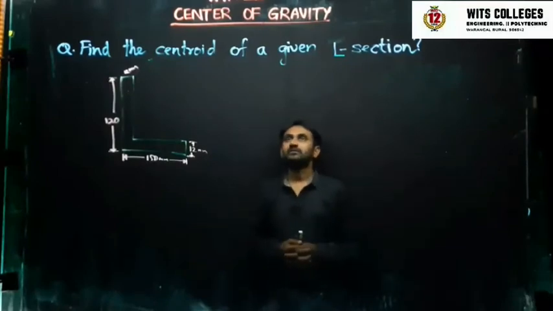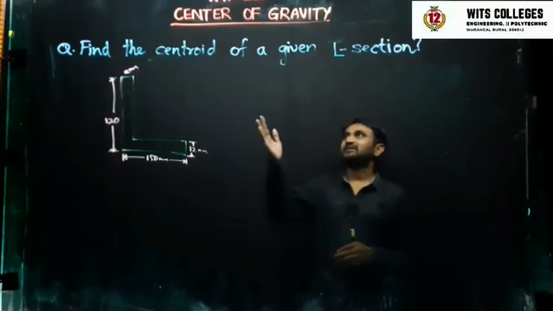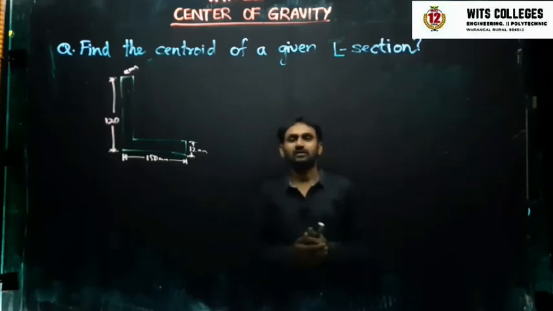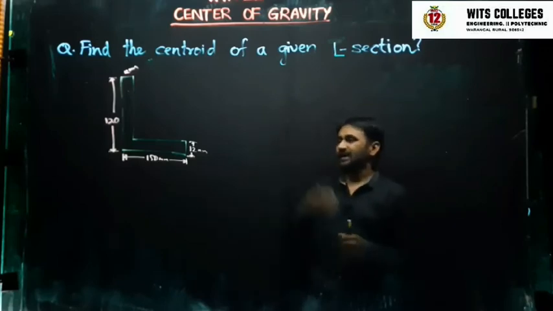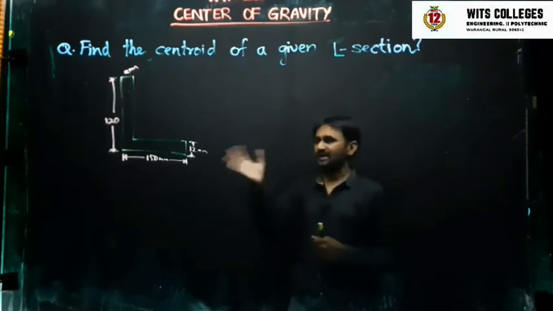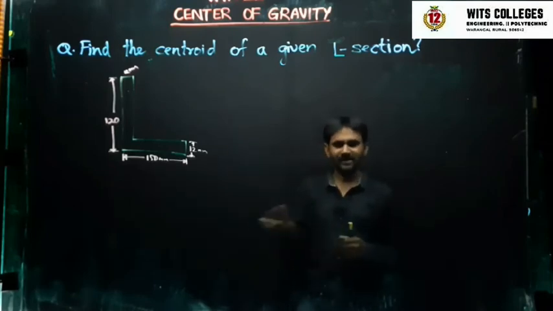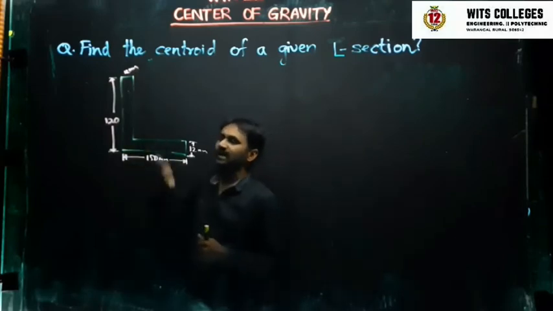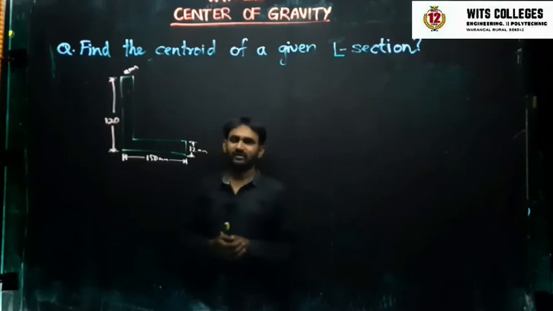Now let's see one more problem. Find the centroid of a given L section. Just now we have seen the T section, now we are going to see the L section. How to find out the centroid of the L section? You need to find the same x bar and y bar. So this is the given section, 120 into 12 and 150 into 12. This is your L section.